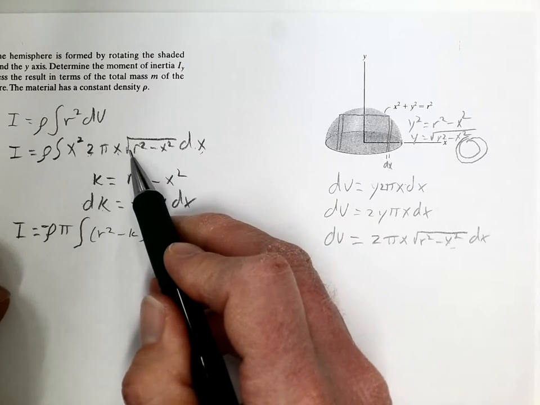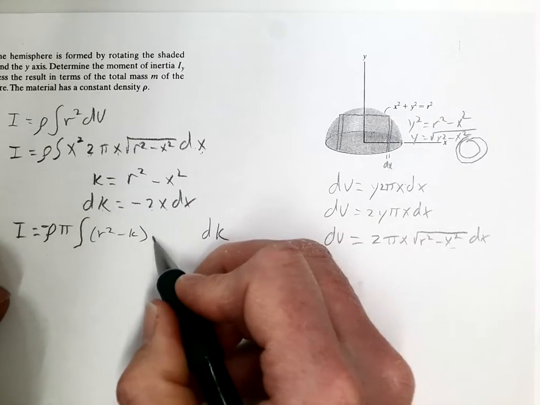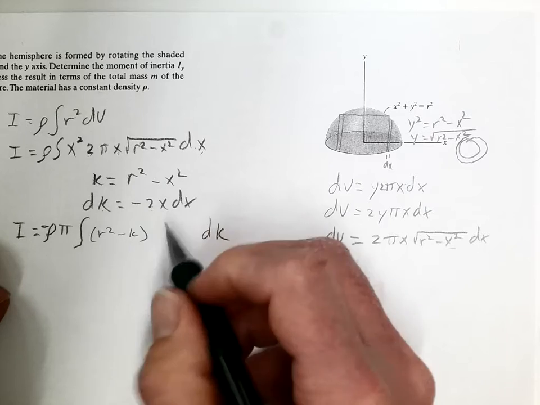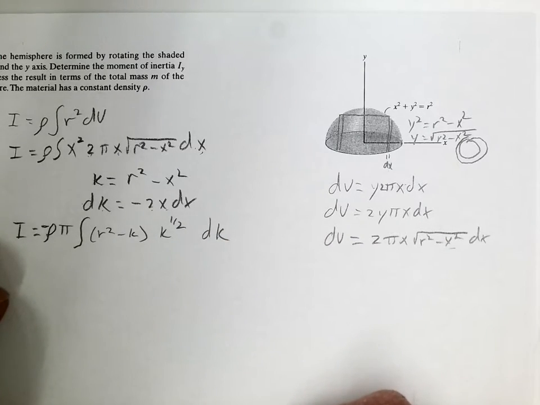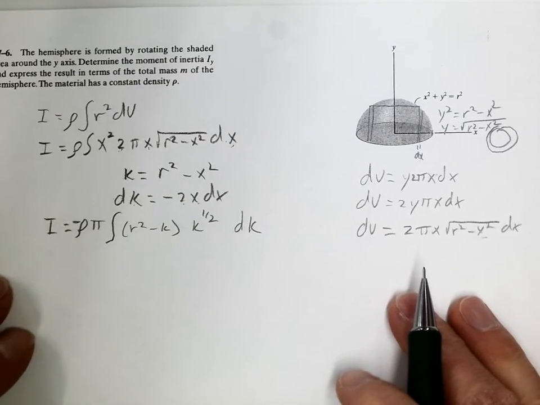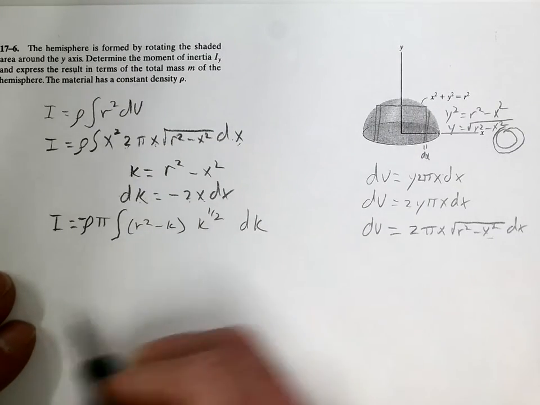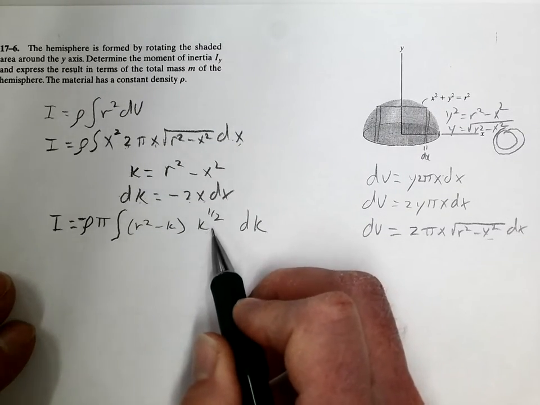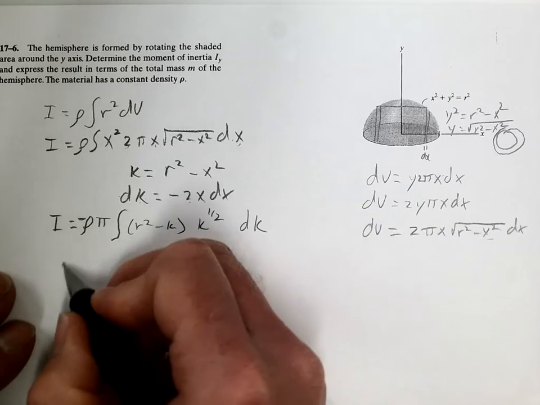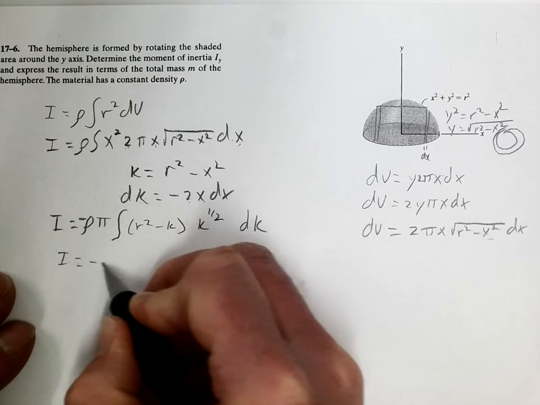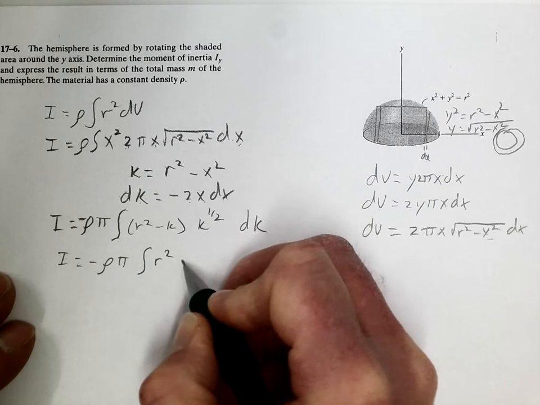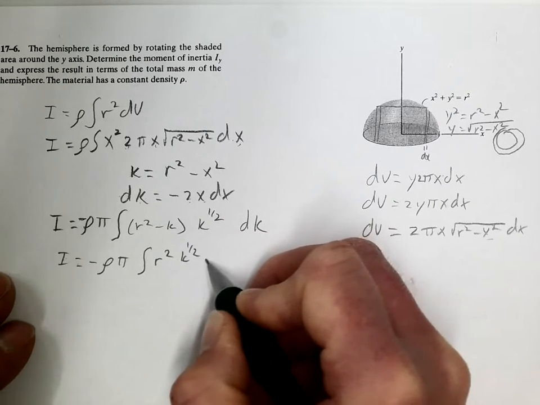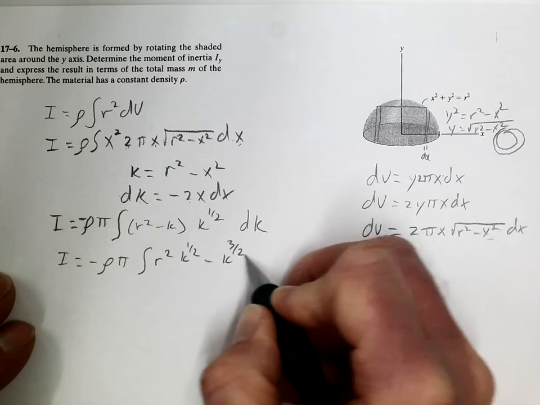And then this is k to the 1/2 power. Okay. Now let's multiply the k through. So now I is equal to negative rho pi integral r squared k to the 1/2 minus k to the 3/2 dk.